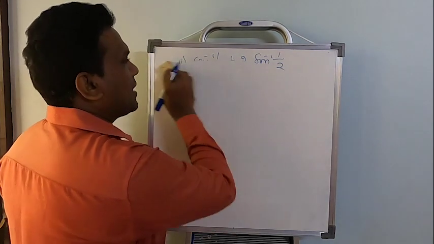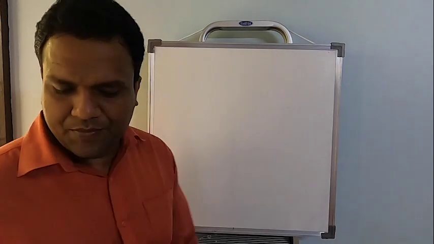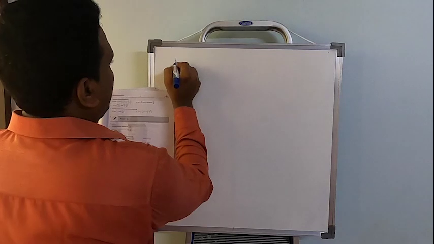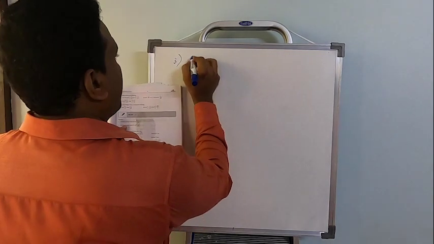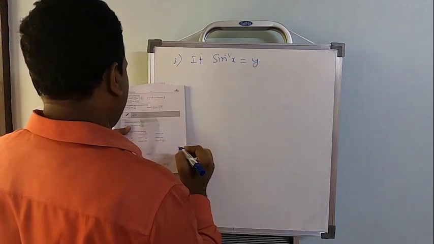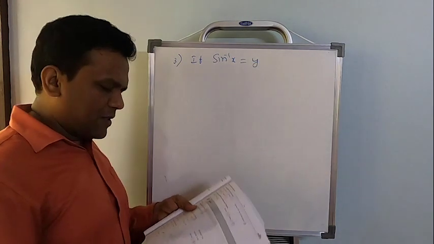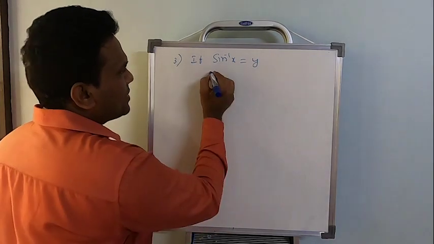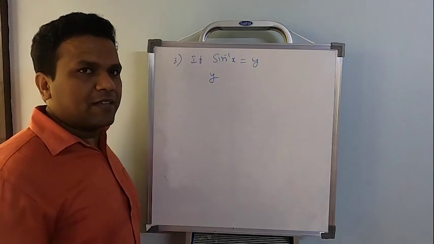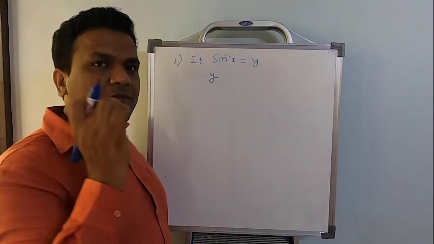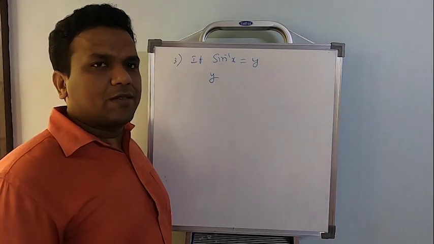That is problem number 3. The last two are objectives. Problem number 3: if sin inverse x equals y, then which of the following options holds good? You have to notice all the options are in terms of y, not in terms of x. So they are not asking x values actually. This equation is satisfied for which of the following y values.